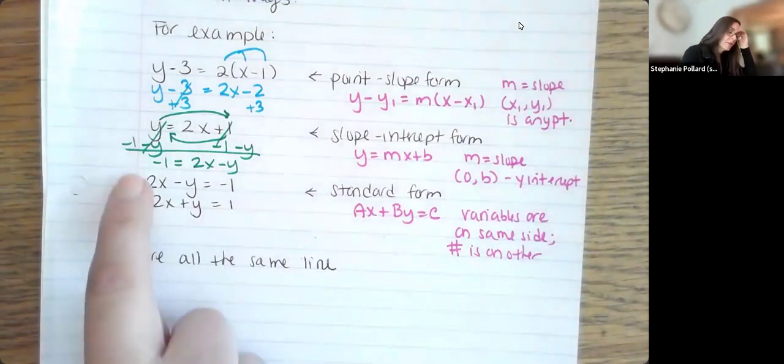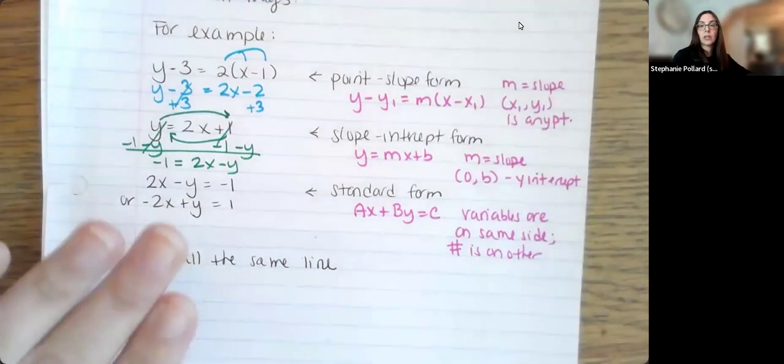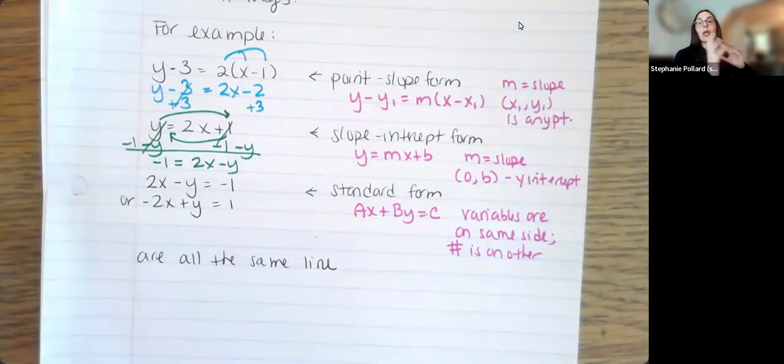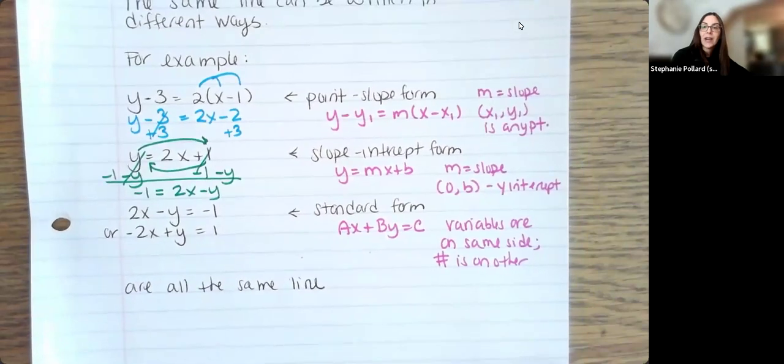If I multiply the first one through by a -1, I would see it would match the second one. So these are all the same equation. It's all the same line. They just look different. And the way I always think of this is with how I dress, right?